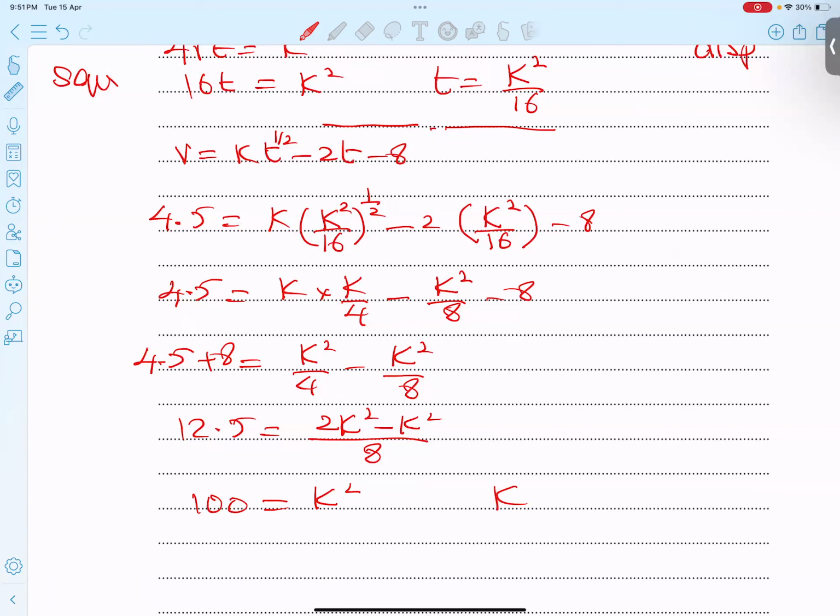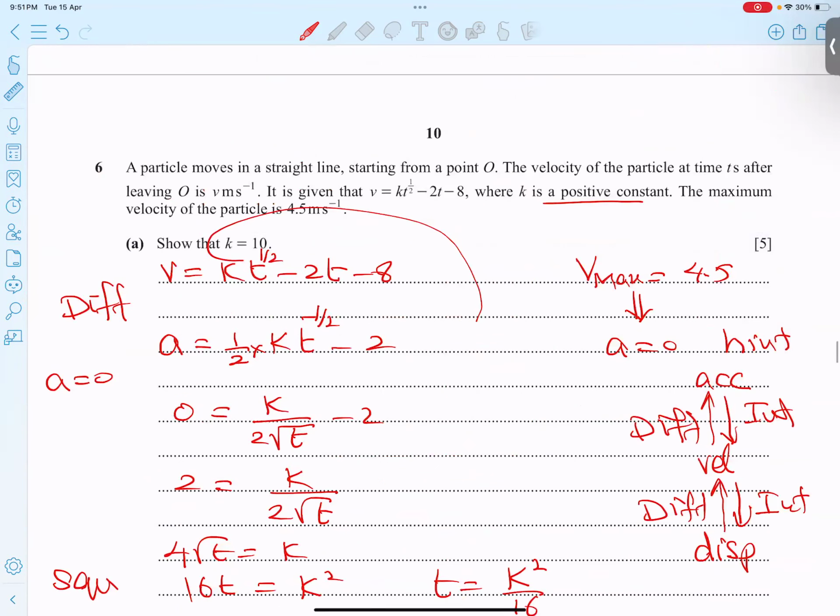And k becomes the root of both sides. We get plus and minus 10. But as he said, k value is more than 0, I mean positive. So this is my final answer. And that is the target to prove, because he said that k is 10.